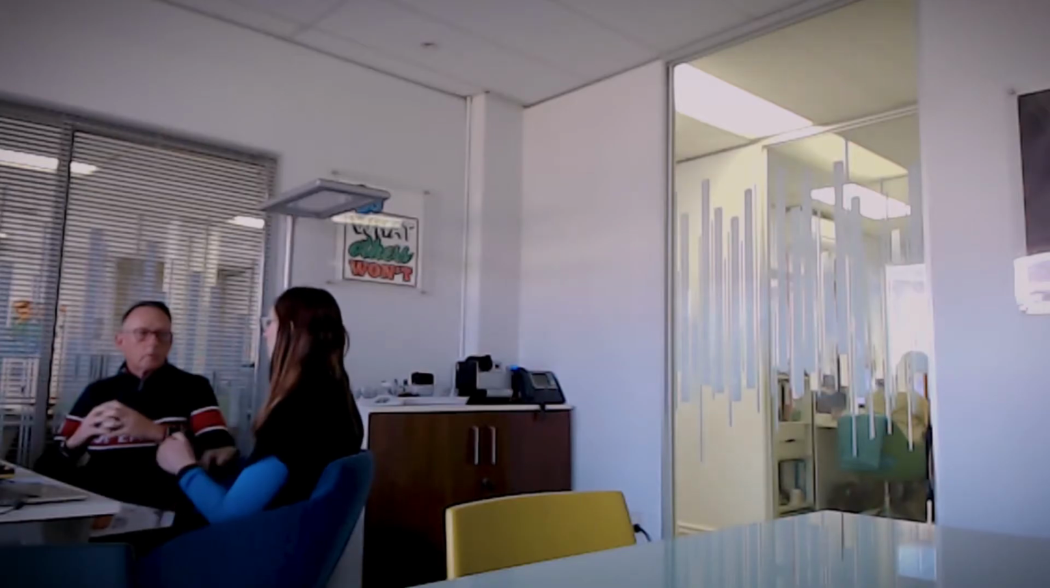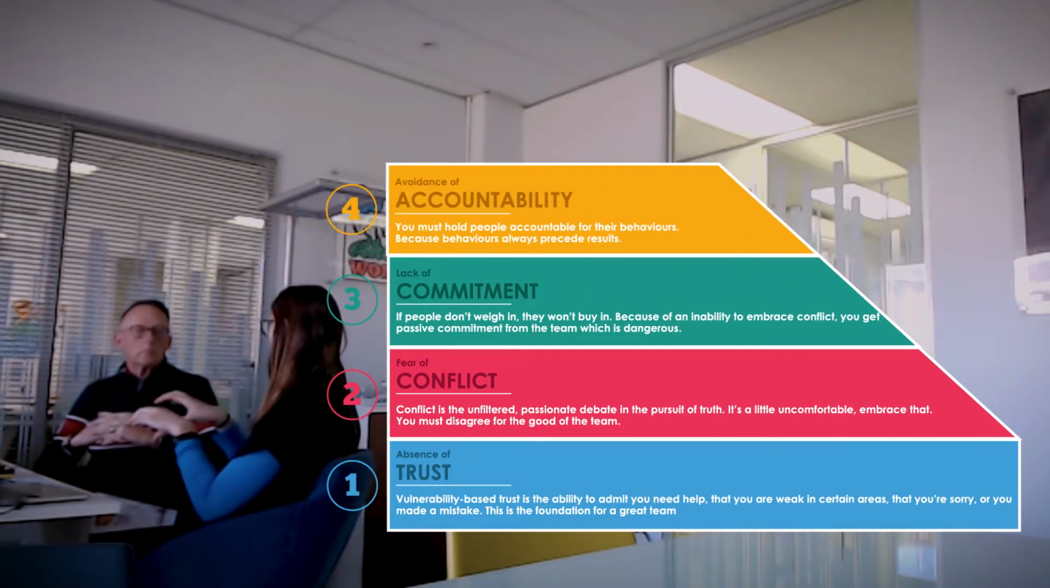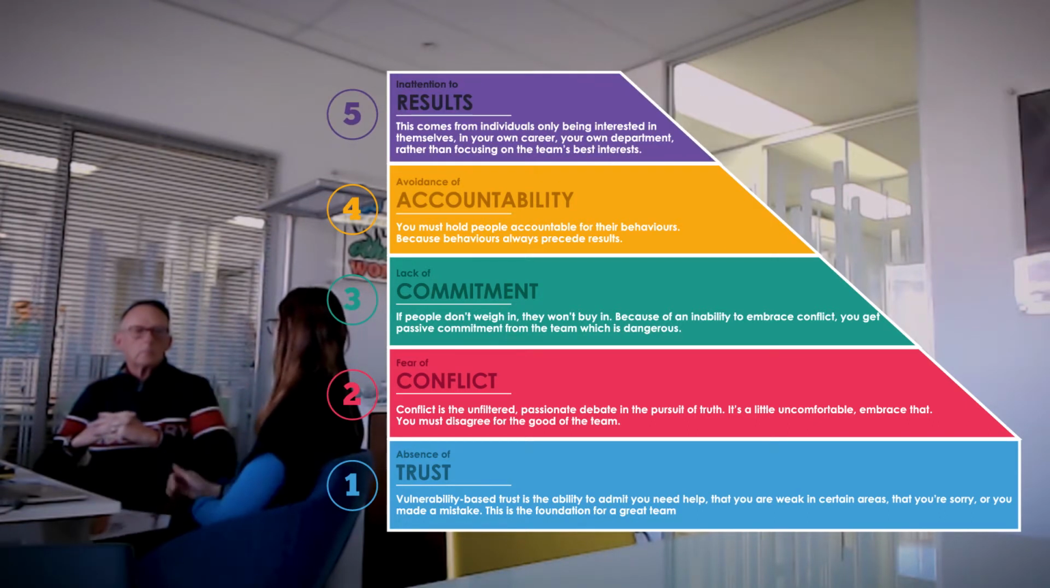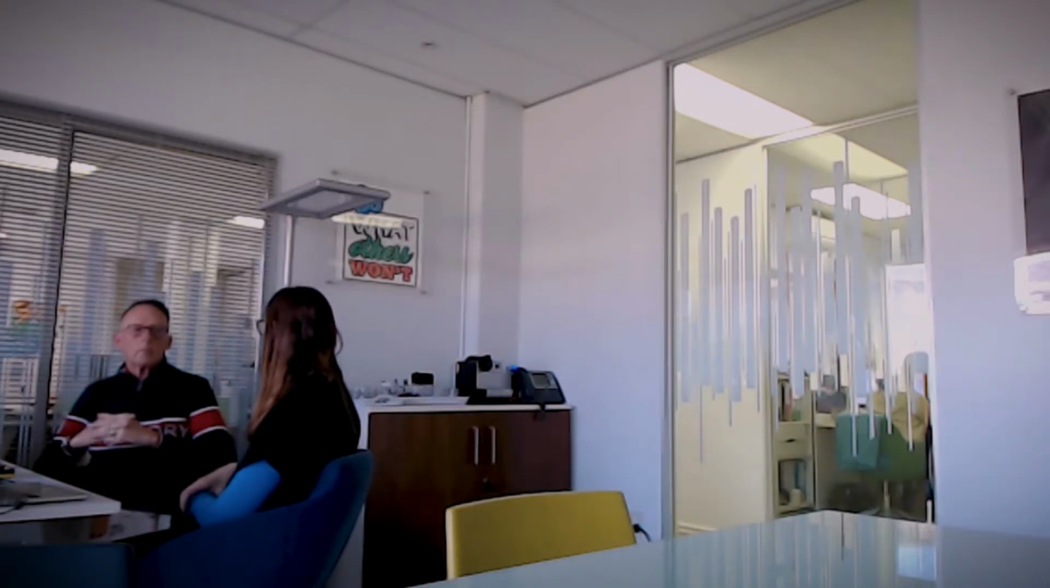People just feel that, well, the results are not my responsibility. And you can see how, like you say, they've all built on each other. So you really need to start from the bottom and work on the trust first, and then move on to the fear of conflict and just get to that top tier. So where do you think FiveFriday sits on the pyramid?